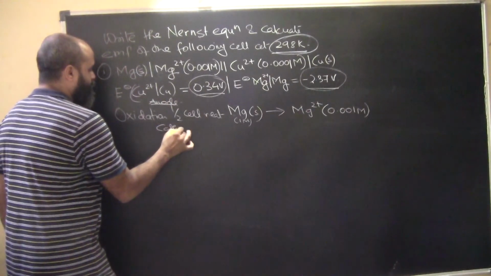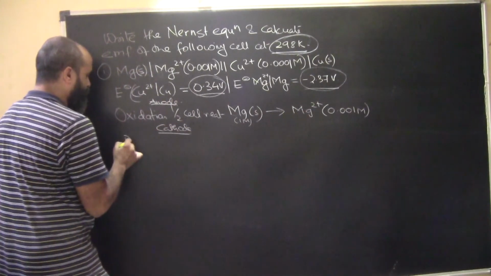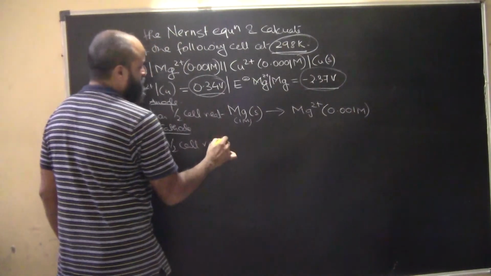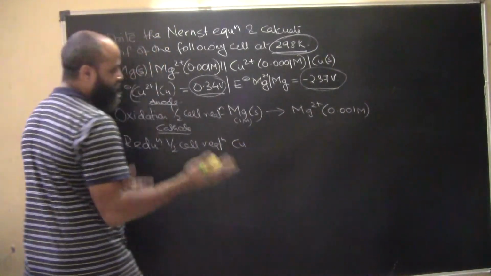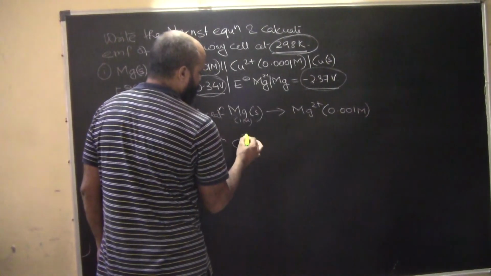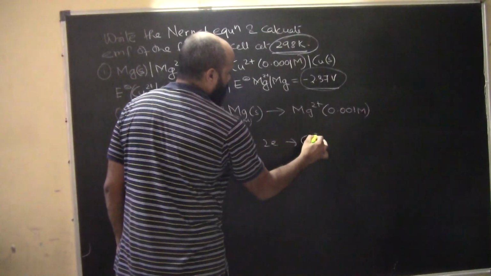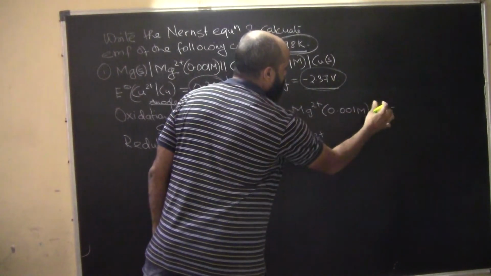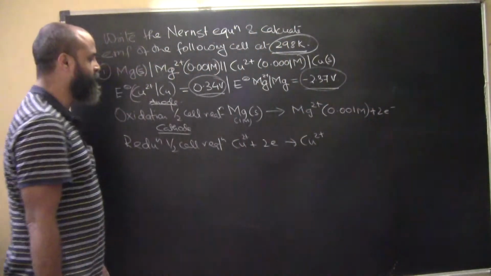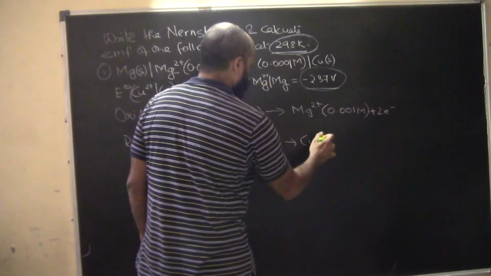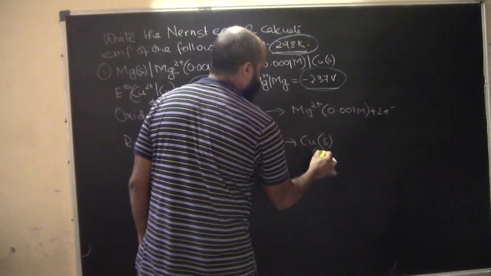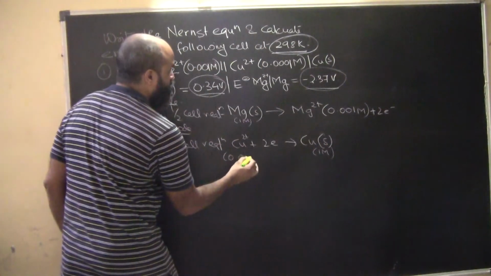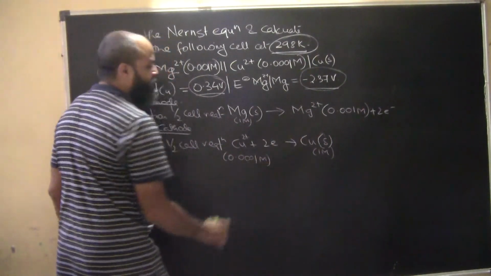What happens at the cathode? Cathode is the site of reduction. So we have here the reduction half cell reaction. What will be the reduction half cell reaction here? Copper 2 plus will accept electrons and become copper. There will be 2 electrons that are released in the process, and these 2 electrons will be used by copper. Here copper is in the solid form, so its molar concentration is 1 molar, and for copper ions we already have 0.0001.